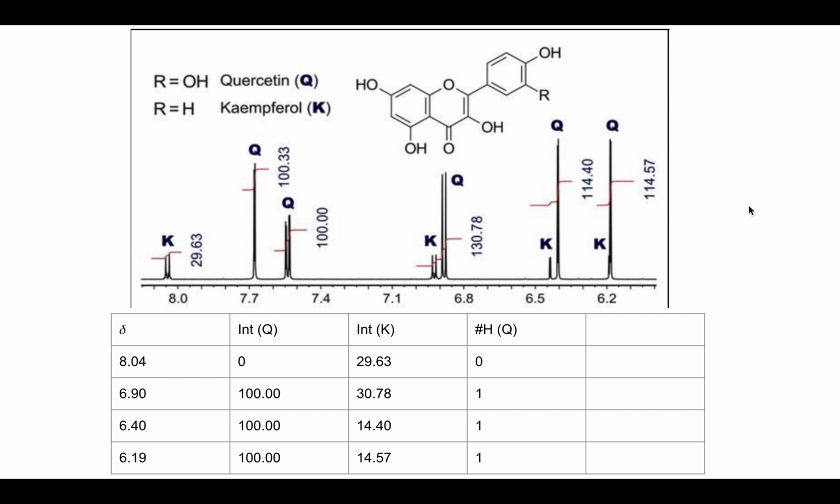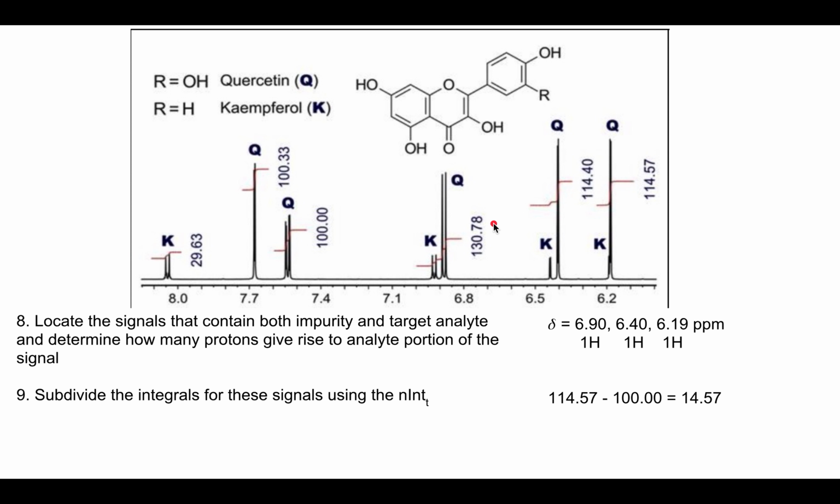And I've gone ahead and done that and organized all that information into the table below. So just to go over the table, at 8.04 ppm, we know that it's only the impurity, so the integral value is 29.63. The signal at 6.90 is a combination of both the target analyte and our impurity. The integral value for only the target analyte is 100, and the integral value for the impurity K is 30.78. And all we did there is we took this integral value, 130.78, and we subtracted 100 from it, just as we did in this step right here.